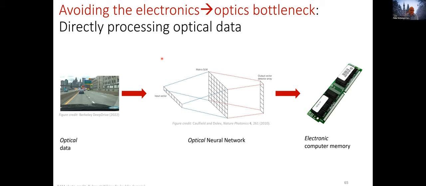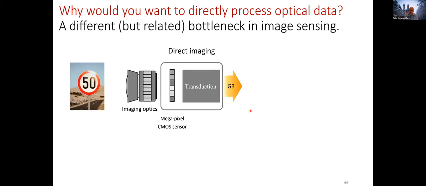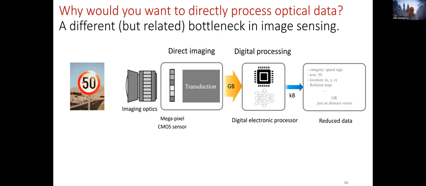And why would you want to try to do this? Well, one strong reason for doing this is image sensing, where let's say you want to classify traffic signs. The conventional way to do this would be you have some imaging optics, you have some large megapixel camera that images it, produces gigabyte images, and then you have some GPU sitting in your car that processes this data and produces some very small amount of data out, like what is the sign saying, what is its location, where is it on a map, etc.